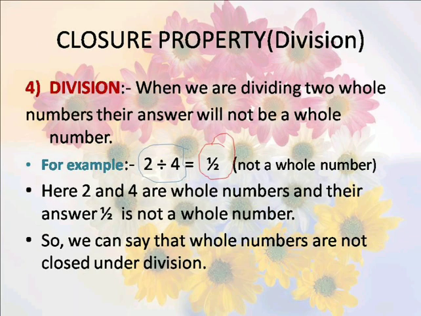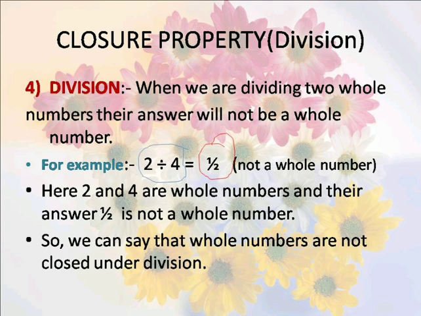Now number 4, closure property for division. Closure property for division says that when we are dividing two whole numbers, the answer will not be a whole number. For example, can you see 2 divided by 4 gives you 1 upon 2 or half. Now 2 and 4 are whole numbers, but 1 upon 2 is not a whole number. So we can say that whole numbers are not closed under division.